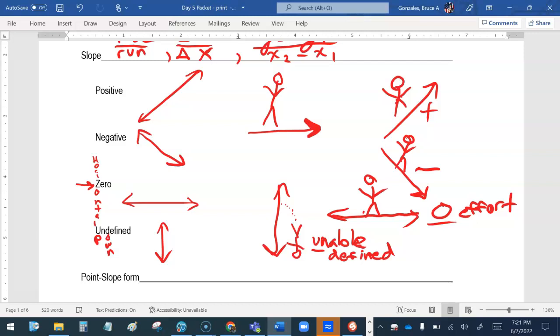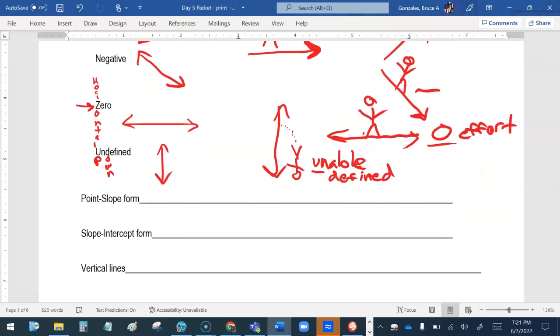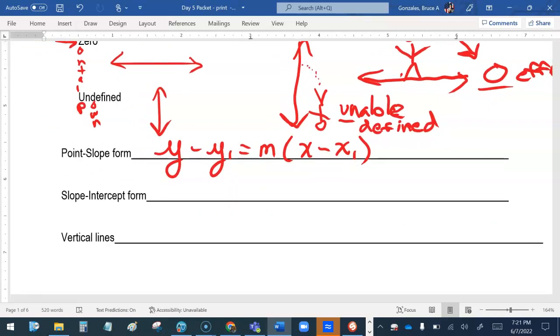So there's that. Now, moving down a little bit, point slope formula. The point slope formula is y minus y1 equals m times x minus x1. So you want to write that down. Slope-intercept form is y equals mx plus b. That might be very familiar from Algebra 1.